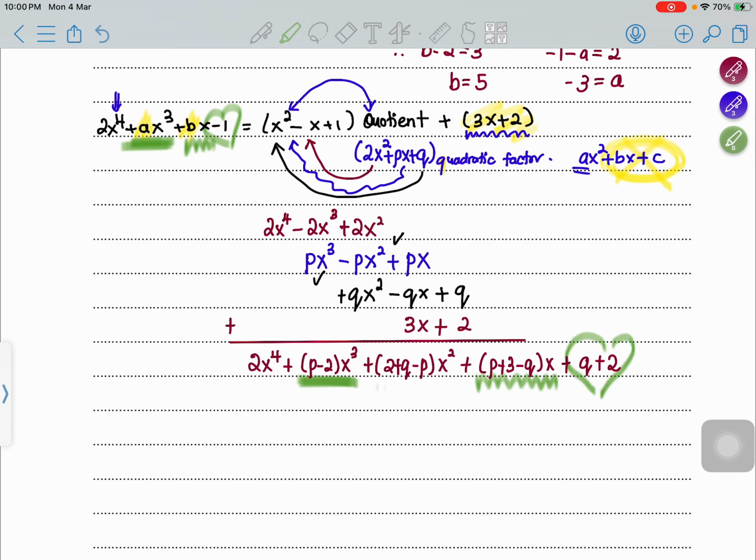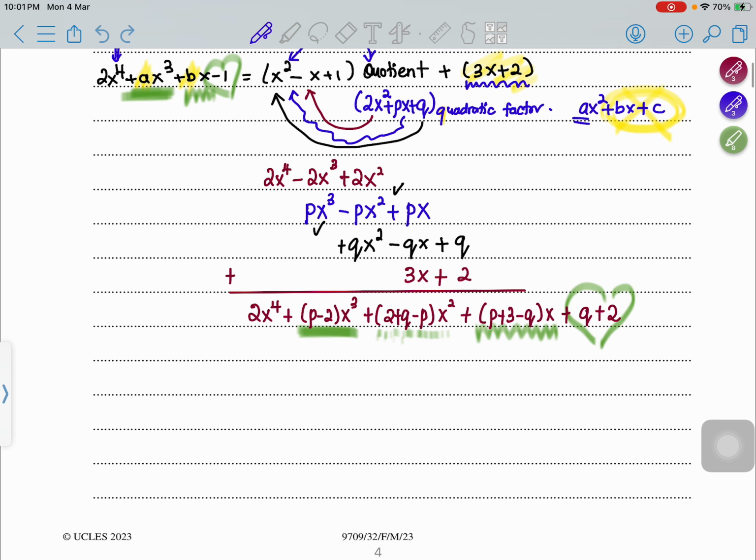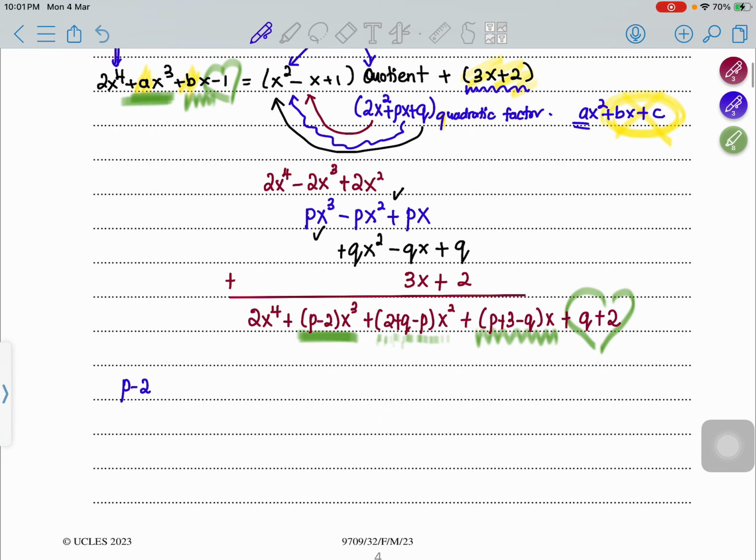So what will happen to this part here? There is no x^3 term over here. So you know that the coefficient is equal to 0. Now you start solving. So p - 2 is exactly my a. b is equal to p + 3 - q. And -1 is equal to q + 2. So easily you know your q is -3. You take that and you put it here. So p + 6.